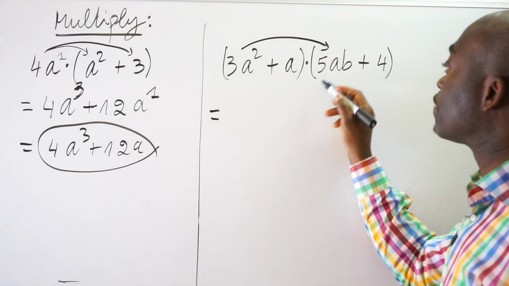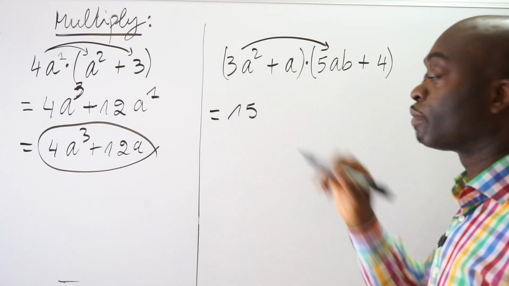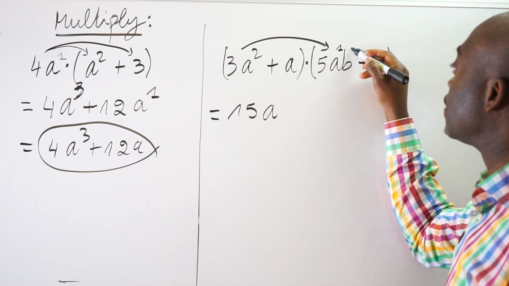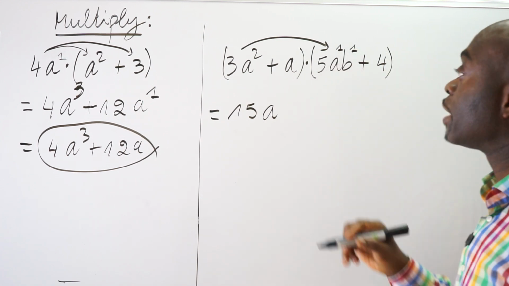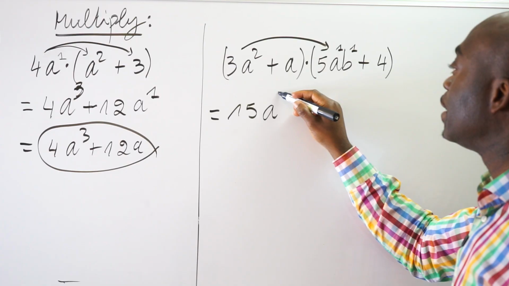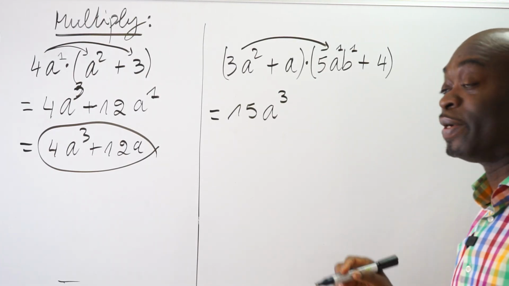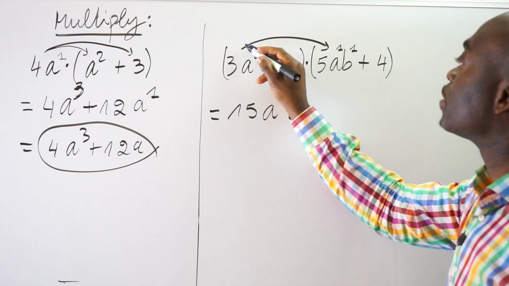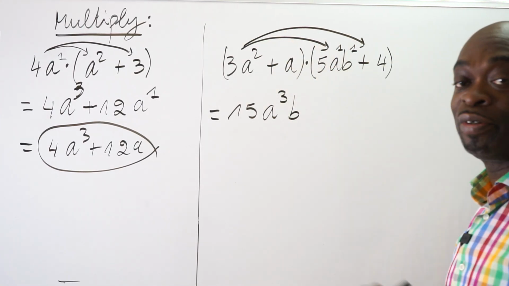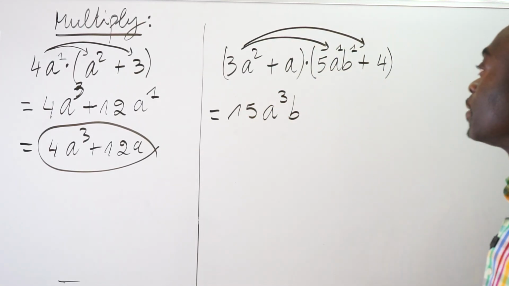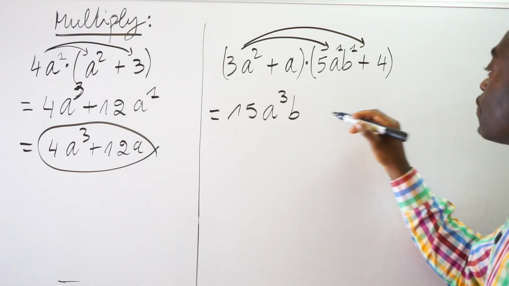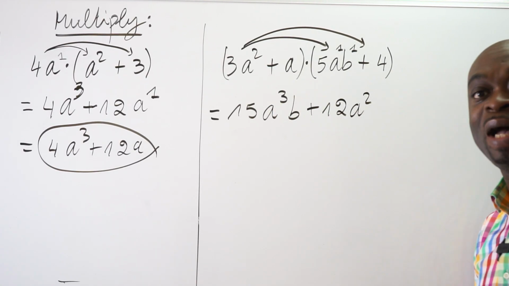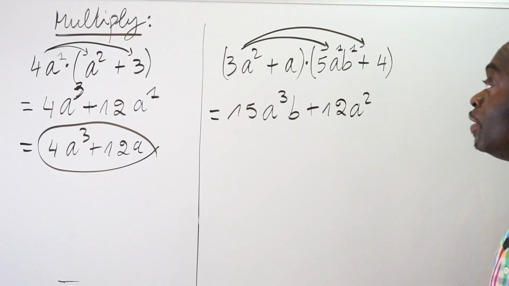So 3 times 5 is 15. Then a, 2 plus 1, because there's an invisible one here and an invisible one here. When we multiply, it's going to be 2 plus 1, it's going to be a to the third. But what's going to happen to the b? You just bring it down. All right, so that's the first, the outer. Then 3a to the second power times 4. 3 times 4 is going to give you 12, and then you bring down the a to the second power. Are you with me? Okay.